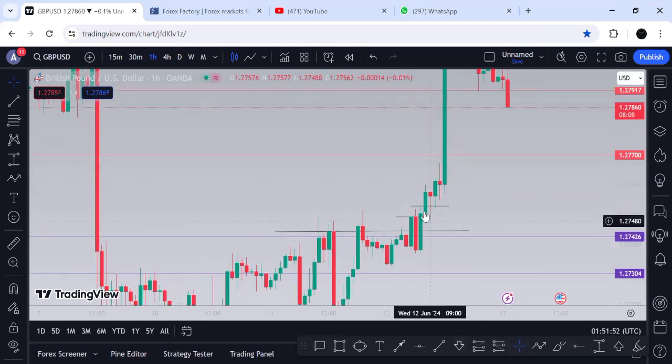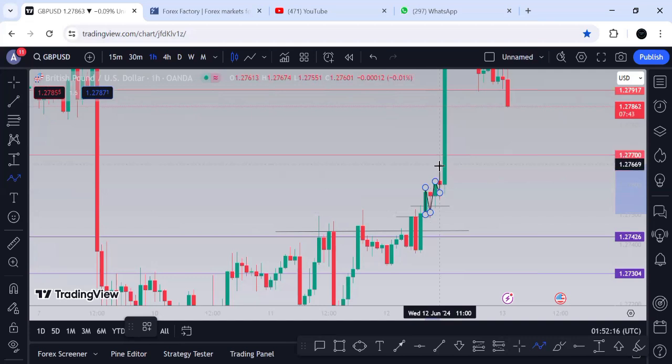The market pulled back. I wasn't afraid, because I knew this is the target. This is the daily resistance, so this is the target. There was a little bit of pullback, and I knew that because of the CPI news, the market was consolidating.